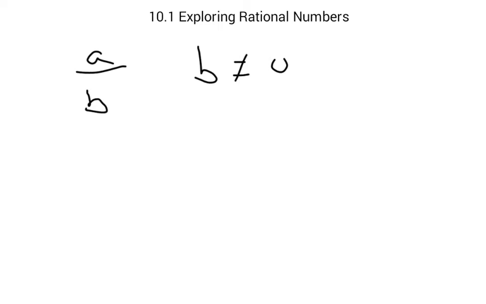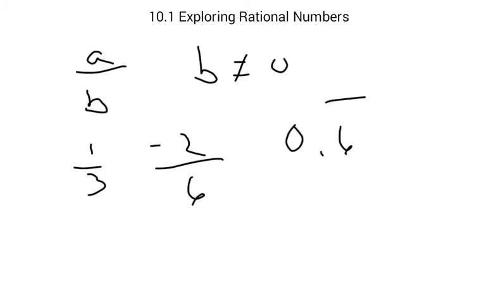So here's some examples of rational numbers: 1 over 3, negative 2 over 6, 0.6 repeating, 0.71, and you can put negative signs in front of these. Those are all examples of rational numbers. So now we have a sort of a quick review of rational numbers.